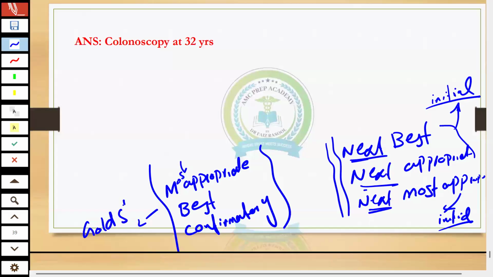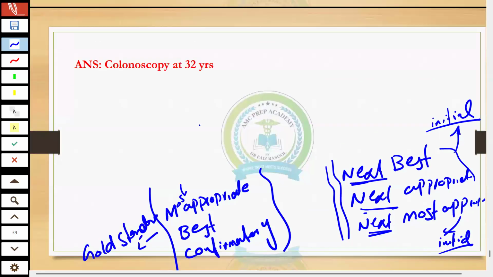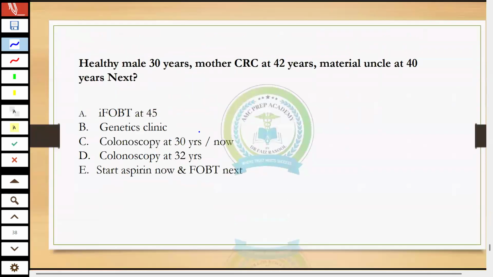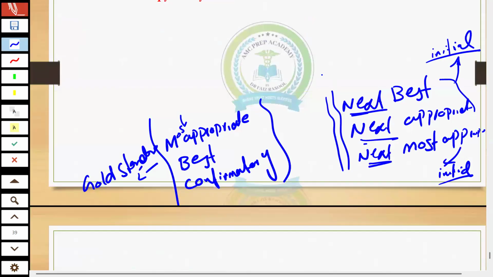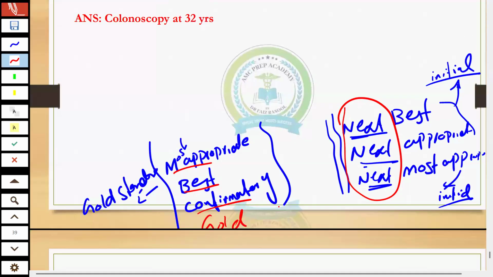Okay. Make sense, doctors? Very simple. Where is the next word? It means initial. So that's why this is the trick I give you: where the word is next, this is not the definitive. Simple. Other test, most appropriate, best, confirmatory, so the gold standard diagnostic. This is the gold standard. This is the best test.